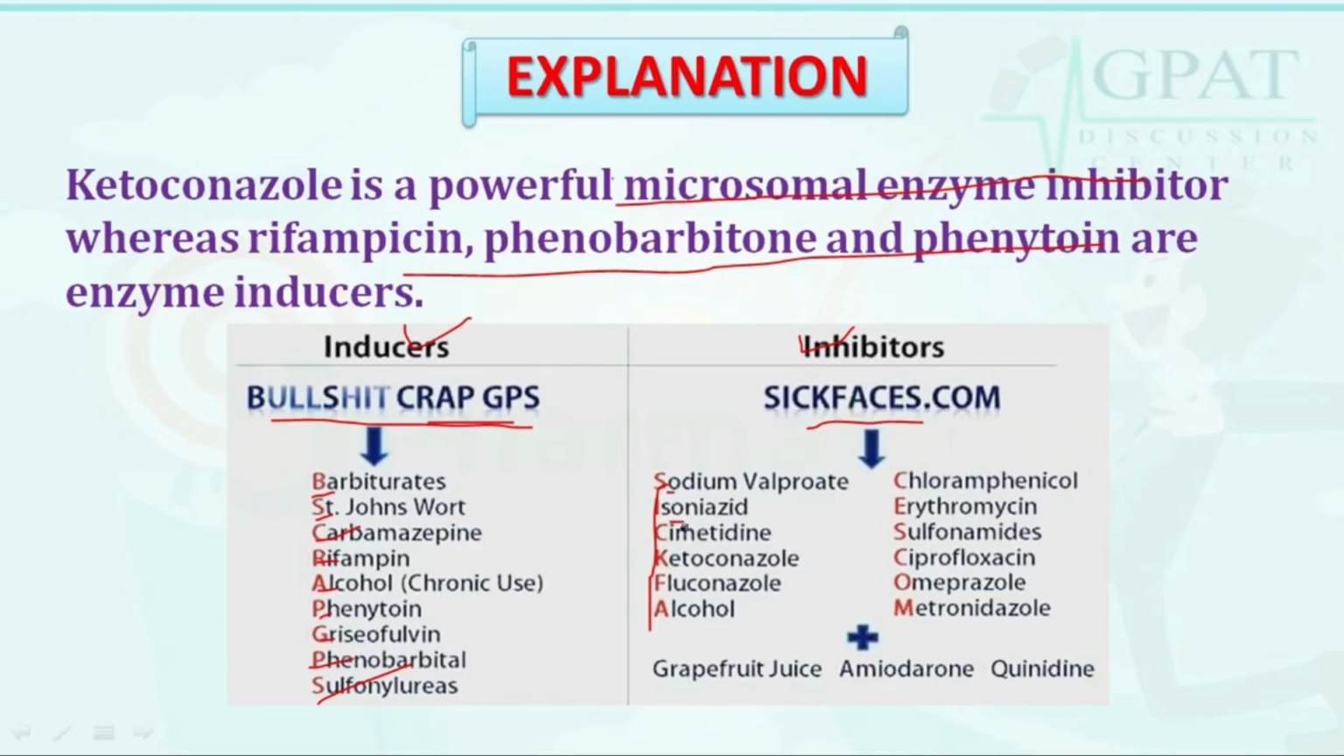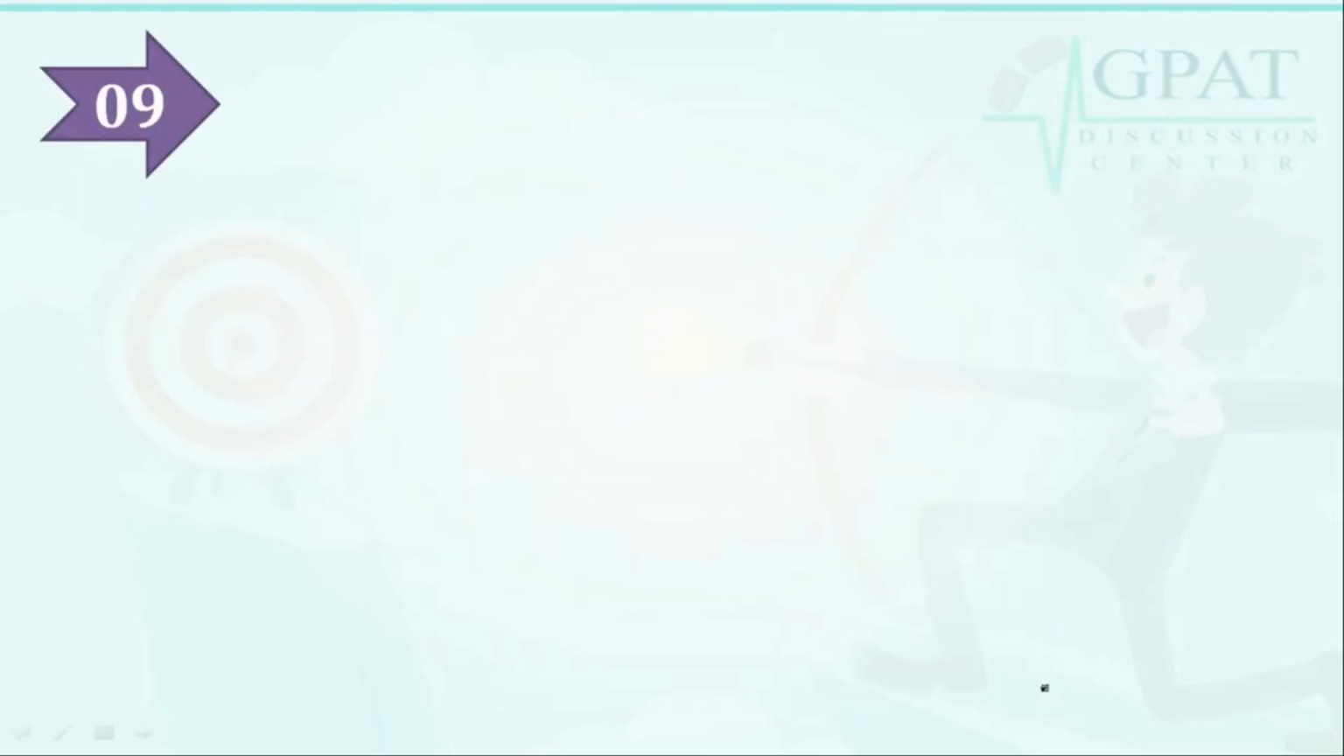these denote the drugs: sodium valproate, isoniazid, cimetidine, ketoconazole, fluconazole, alcohol, chloramphenicol, erythromycin, sulfonamides, ciprofloxacin, omeprazole, and metronidazole, plus grapefruit juice, amiodarone, and quinidine are the inhibitors. So students, I hope you understand these mnemonics with the help of these tricks. Just try to note them down in your copy, because sometimes a question may also arise from this part. So let's discuss the next question.